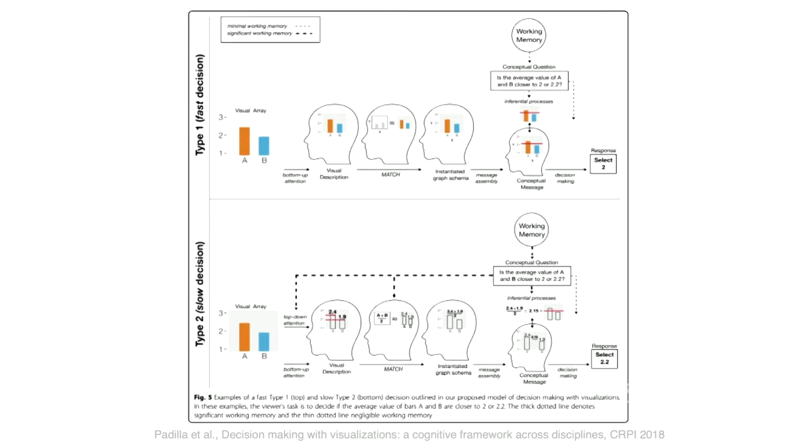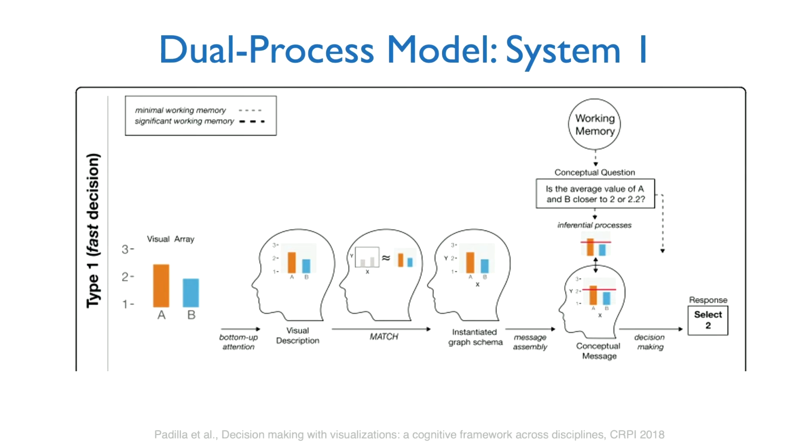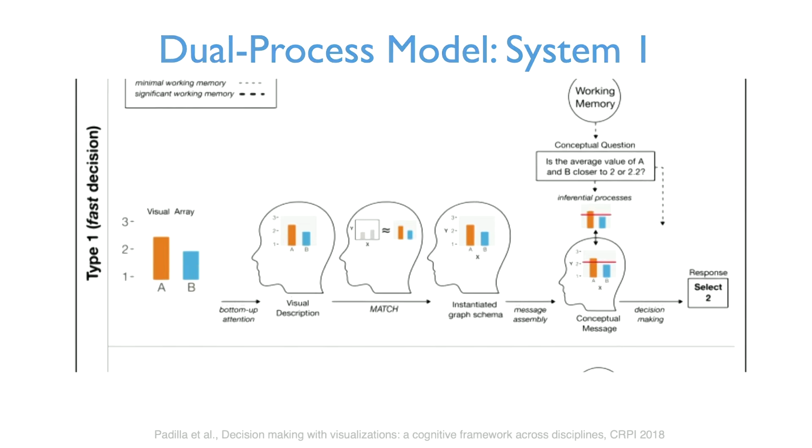So she illustrates this by integrating it into Pinker's very old 1990 theory of information visualization processing, where you have a visual array that comes in, has bottom-up attention, a visual description is formed, it gets matched to some prior schema about visualizations, instantiates it, makes a message, and then working memory plays a role if you want to figure out the relation between these two. And if you're doing System 1, you just do this quick visually based, spatially based decision-making in, say, 2.